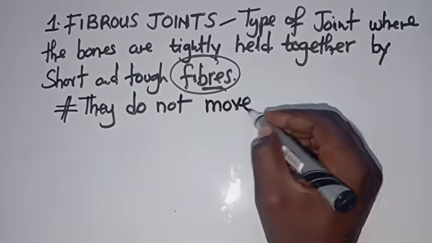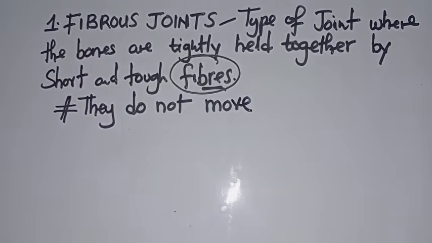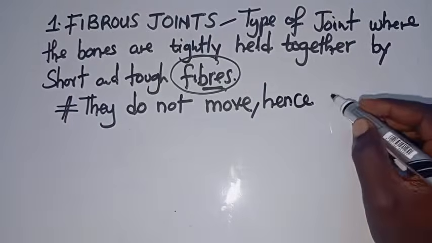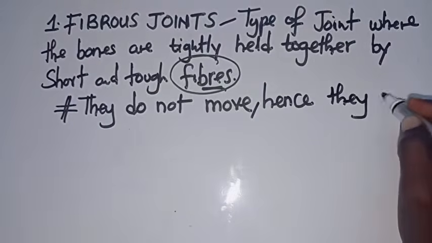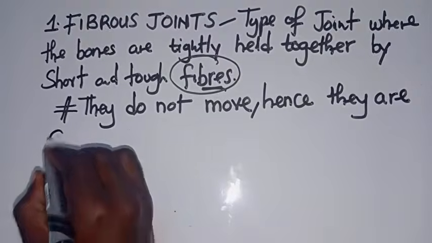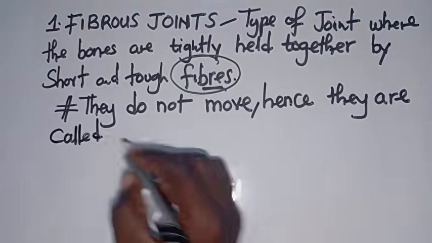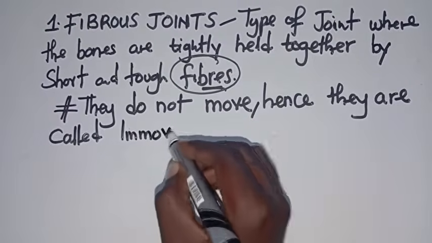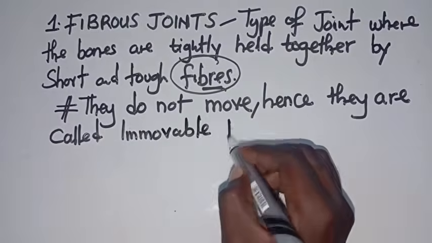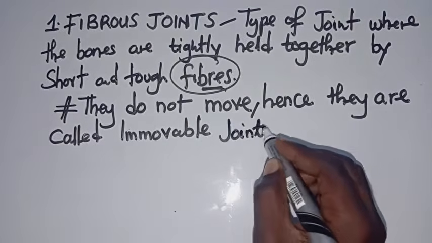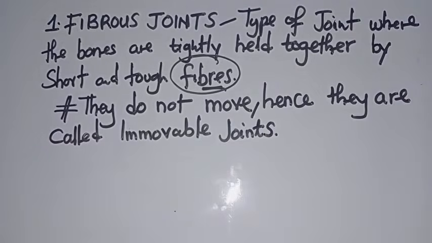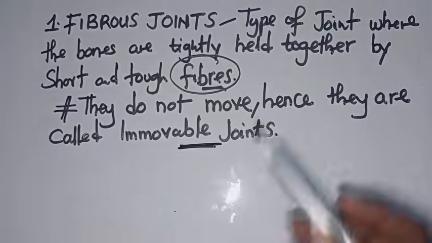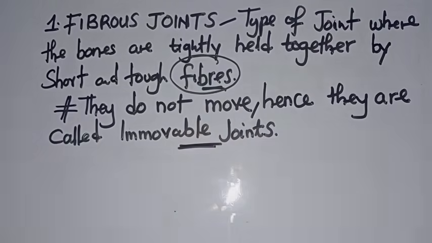So this is what you need to understand. They do not move. Hence, we call them immovable joints. Because they don't support movement, they are called immovable joints. They are tightly held together.